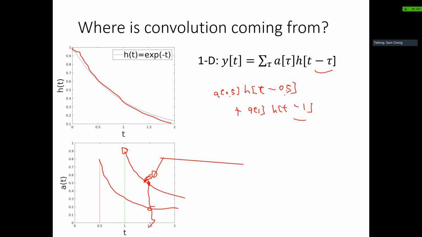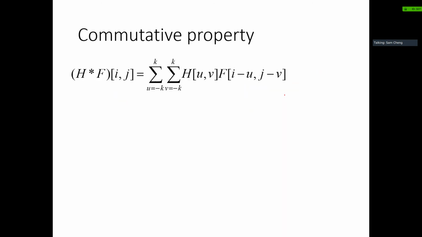So therefore, convolution comes up very naturally when you are processing a 1D signal. If you have a 1D signal, you look at the impulse response and look at the particular time, and that will get you that.